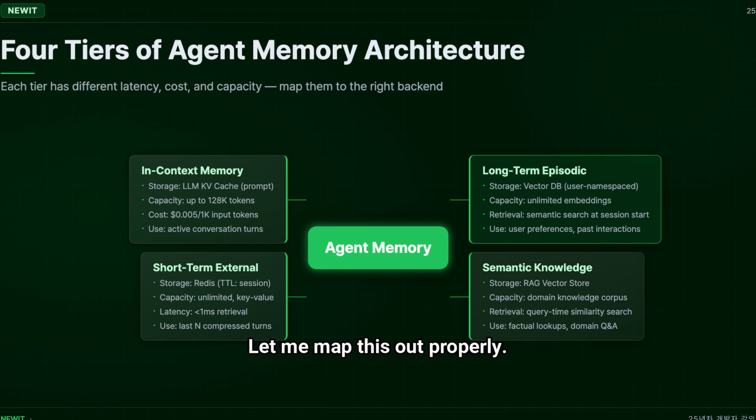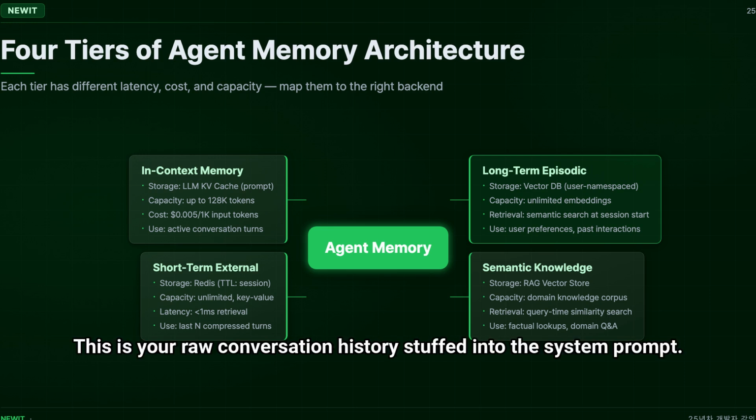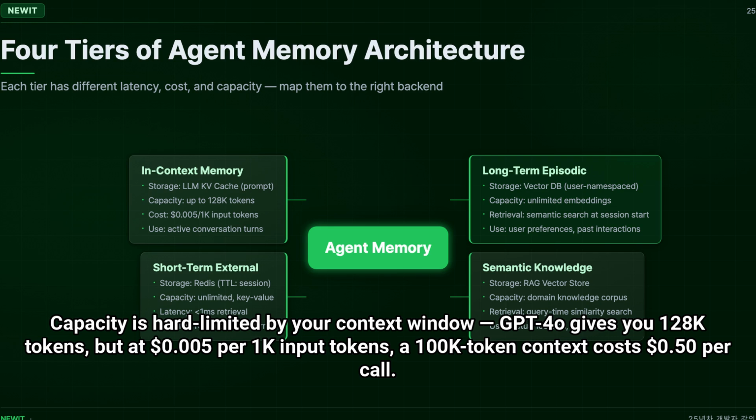First, in-context memory. This is your raw conversation history stuffed into the system prompt. Capacity is hard limited by your context window. GPT-4 gives you 128k tokens, but at a steep price per 1k input tokens.